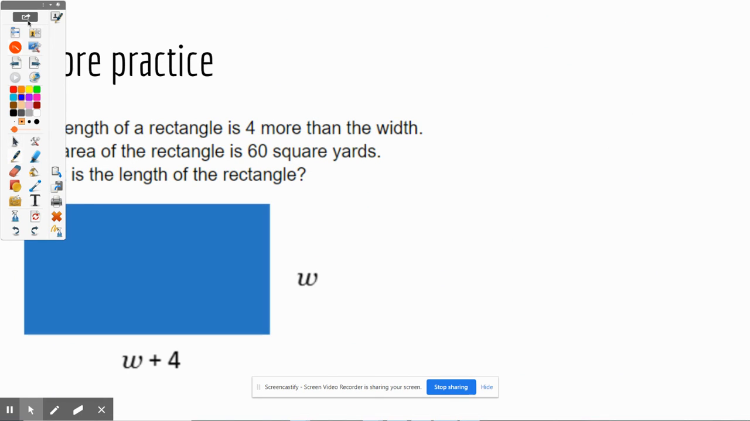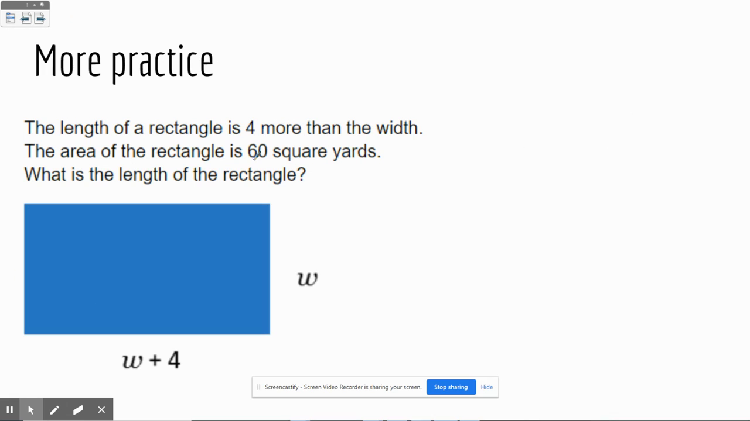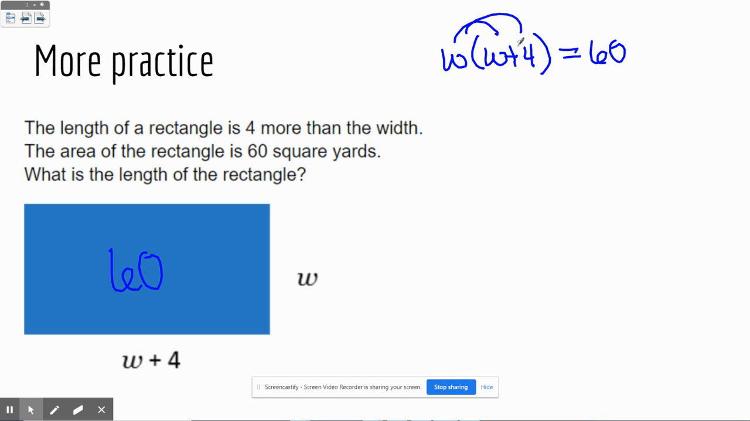Okay, here's another word problem. The length of a rectangle is 4 more than the width. So here's the width. The length is 4 more. The area is 60. What is the length? Well, you take length times width to get area. So that will be W times W plus 4, and that's going to equal 60. I cannot get W by itself. So we're going to clean up, and we'll get W squared plus 4W equals 60.